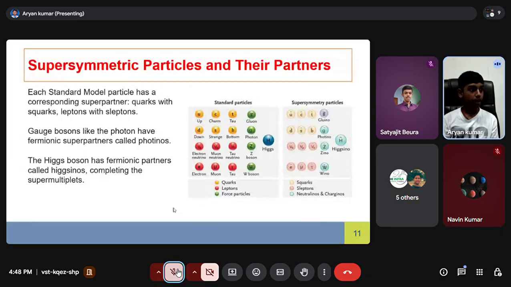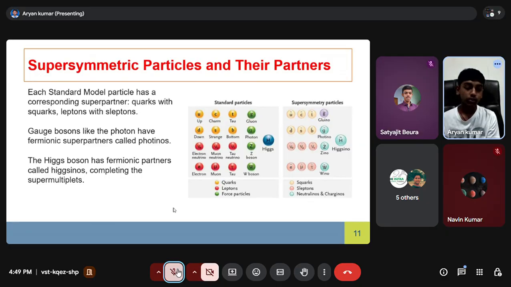Supersymmetric particles and their partners. Each standard model particle has a corresponding partner: quarks with squarks, leptons with sleptons, and gauge bosons like the photons have fermionic super partners called photinos. The Higgs boson has a fermionic partner called Higgsinos, completing the supermultiplets. So the bosons, like the photons, have the fermionic superpartners called photinos, and the Higgs boson has a fermionic partner called Higgsinos.